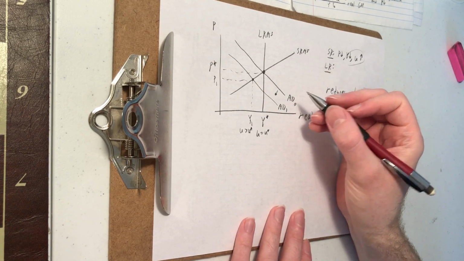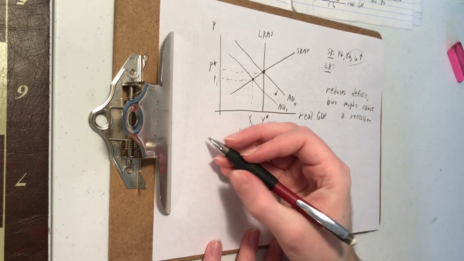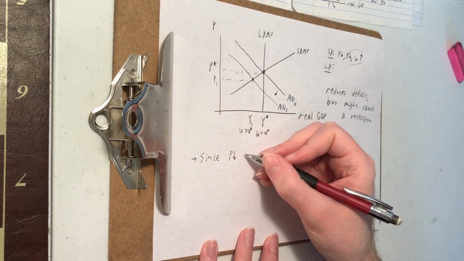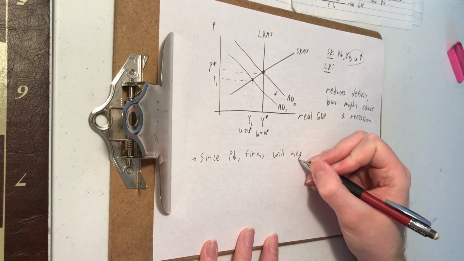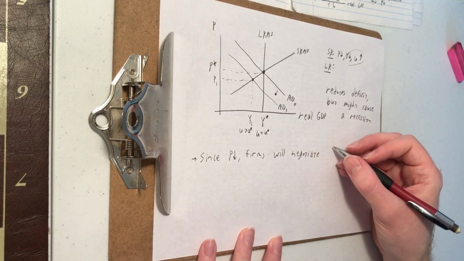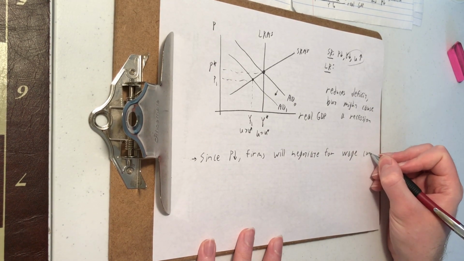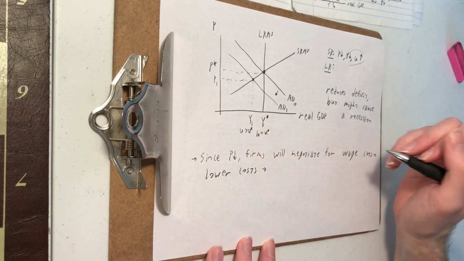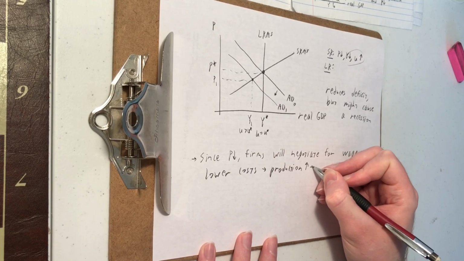In the long run, we note that because prices fell in the short run, firms are going to negotiate for lower wages. So if everything costs 5% less, you can pay your workers 5% less and they're just as well off as they were originally. So that's going to reduce the costs, and when costs get lower, firms produce more. And when they produce more, SRAS shifts out.